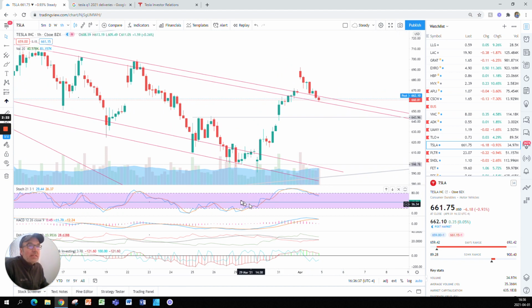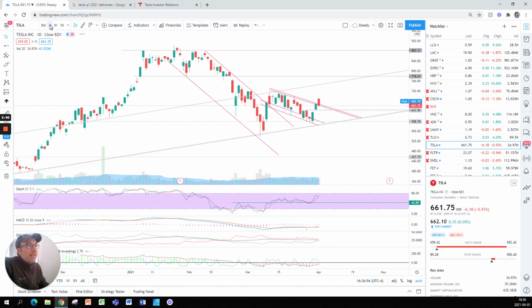And if we look at the stochastic for the 1 hour, the stochastic is going down, of course, and the MACD is crossing over. So I don't know what's going to happen on Monday, because the stock markets are closed tomorrow.